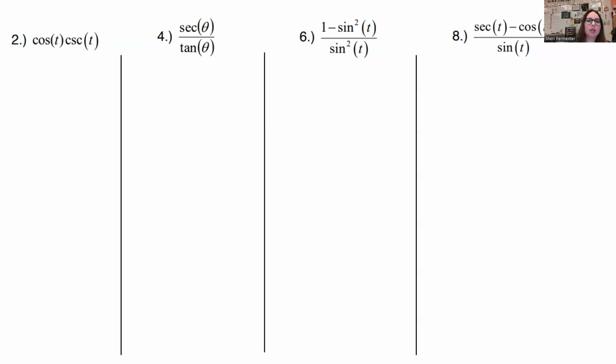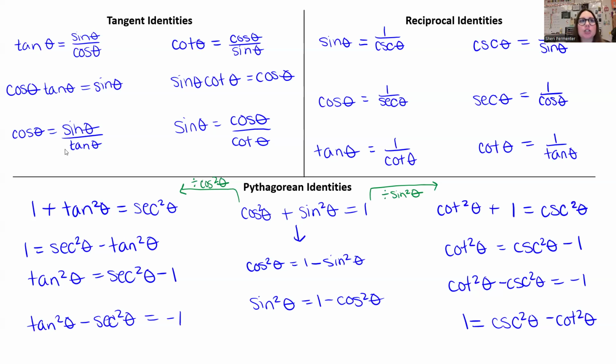So let me show you how. The first one, and this is the biggest tip that I can tell you: if you're stuck, you have to rewrite it in terms of sine and cosine. So that's like looking at this chart. Anytime you have tangent, you can rewrite it as sine and cosine. Anytime you have cotangent, you can rewrite it as sine and cosine.